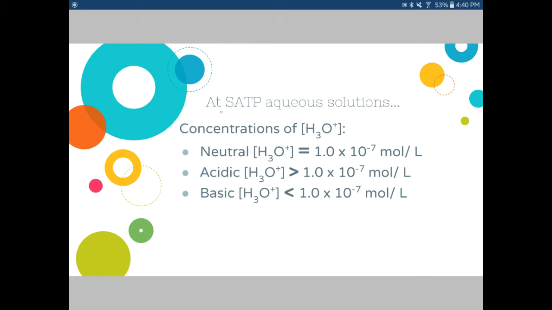Now, if we're talking about standard temperature and pressure with a solution, we're looking at the differences of our hydronium ions in our solution. So a neutral solution will have a hydronium ion concentration equal to 1.0 times 10 to the negative 7 moles per liter. Acidic is where we have our hydronium ion concentration greater. Now remember, the greater the concentration, the more acidic it is. So our hydronium ion concentration is greater than 1.0 times 10 to the negative 7. And a basic solution is less than 1.0 times 10 to the negative 7.